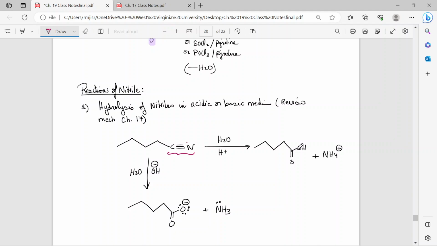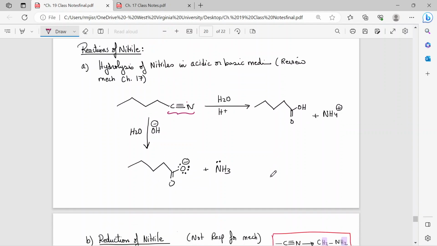In either one of those, you are prepping the carboxylic acid because in the basic medium, I can go a step further and add an additional acid in there, and I will end up getting my carboxylic acid.